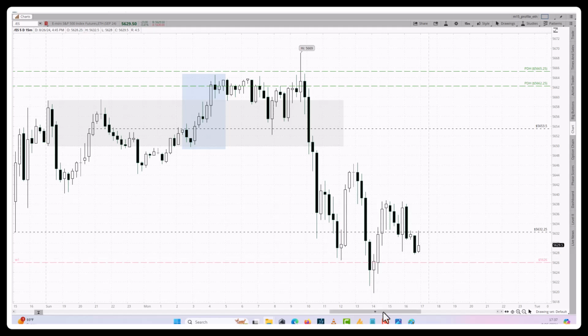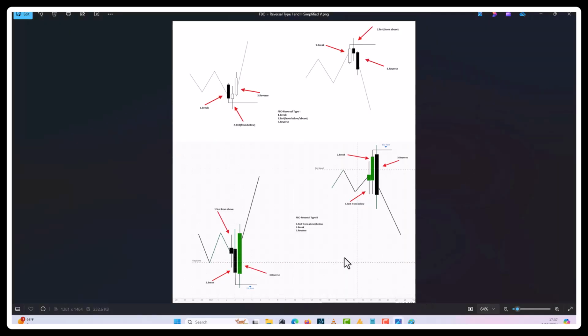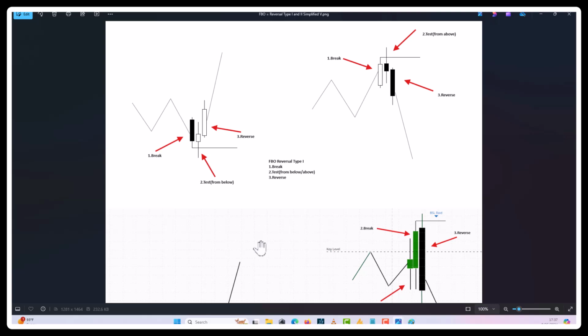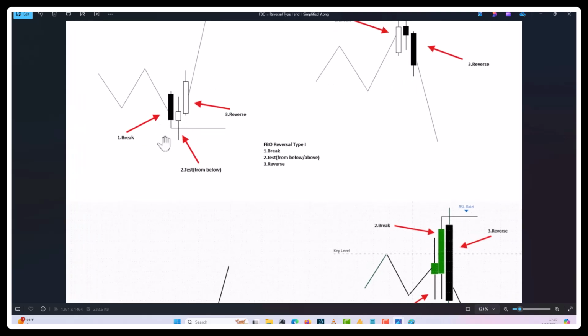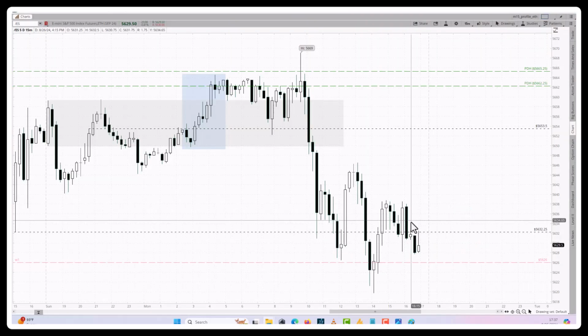You can see, look at the model. Type 1 right there. You see exactly. It breaks that level, the pivot low right there, breaks, and then it's the so-called test from below. In this case, long setup, and they reverse. Exactly right there. You see that?